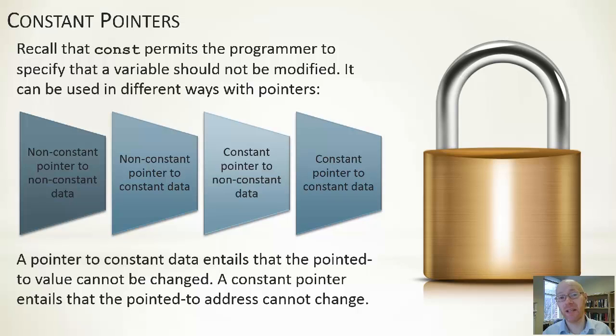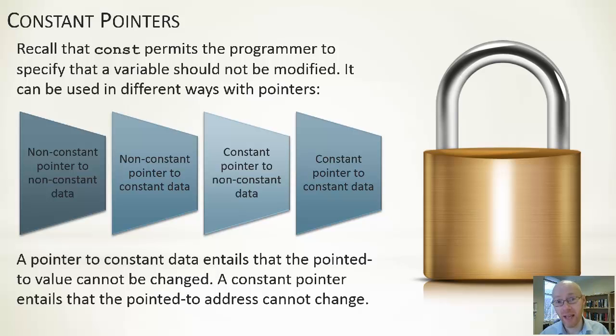Constant pointers is the next thing we want to have a look at in our survey of different miscellaneous aspects of pointers. This ties into the use of the const keyword. So the const keyword in C++ lets us specify that something should be read-only. It should not be changeable. We can read it, but we can't change it. There are different ways we can use this with pointers. You can see the 4 different types here.